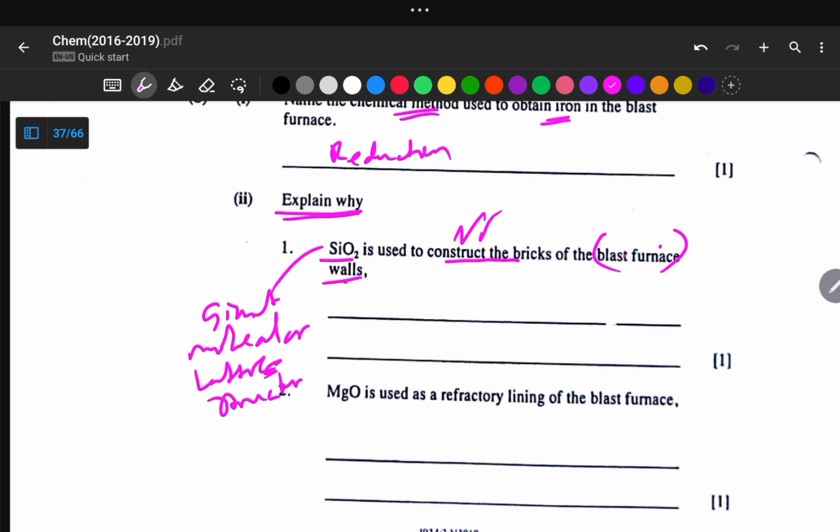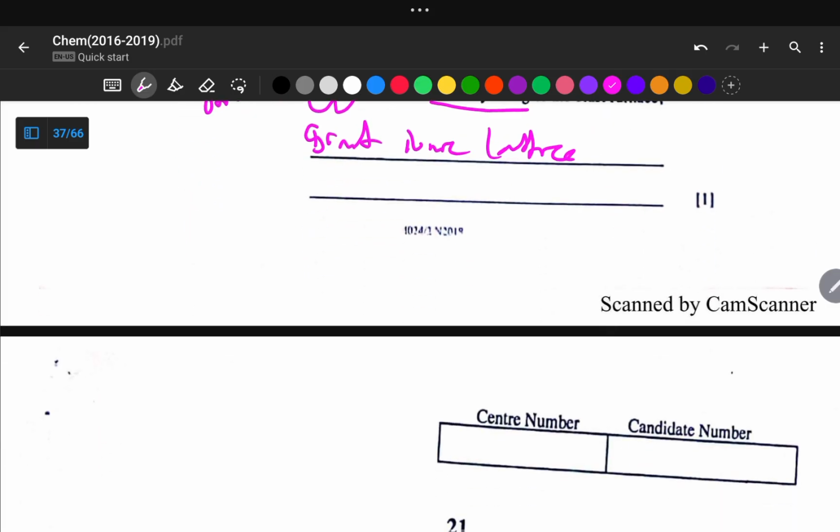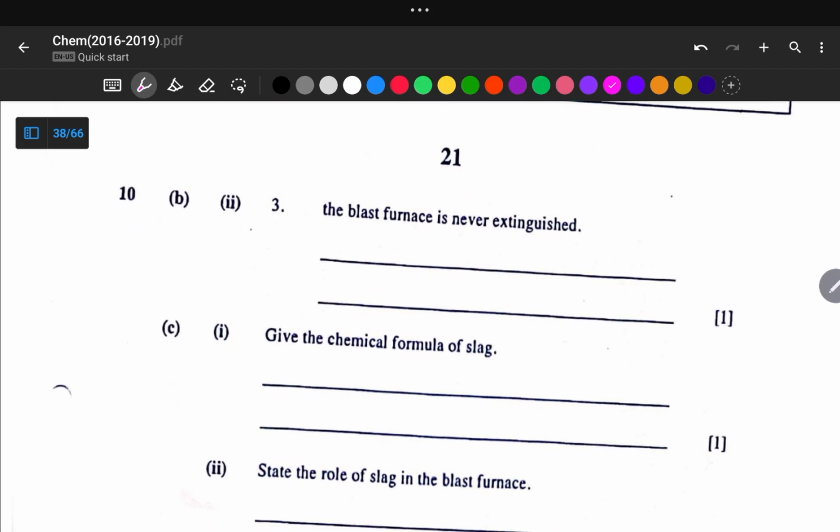And then magnesium oxide is used as a refractory lining in the blast furnaces. So refractory materials are those which are able to withstand high temperatures. So it is used because it exhibits a giant ionic lattice structure where the particles are held by the strong electrostatic force of attraction between the positive magnesium cation and the negative oxide anion. So the forces are able to withstand the high temperatures. Are you together?